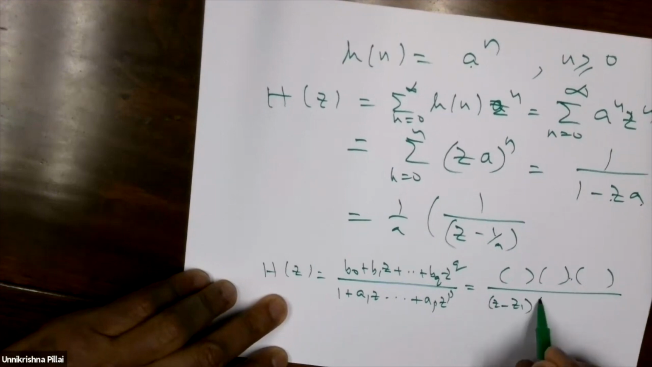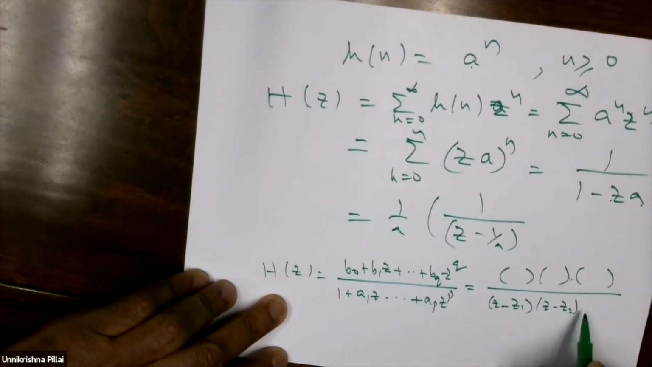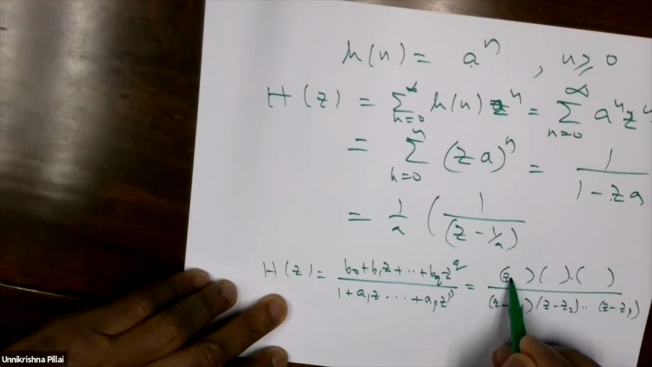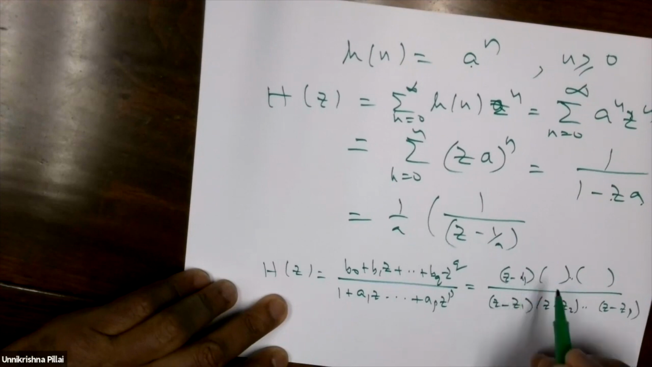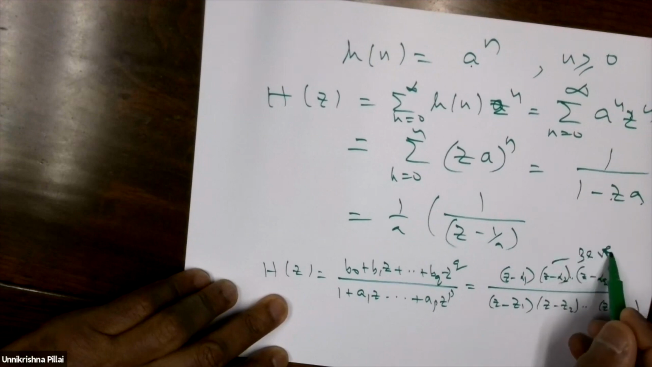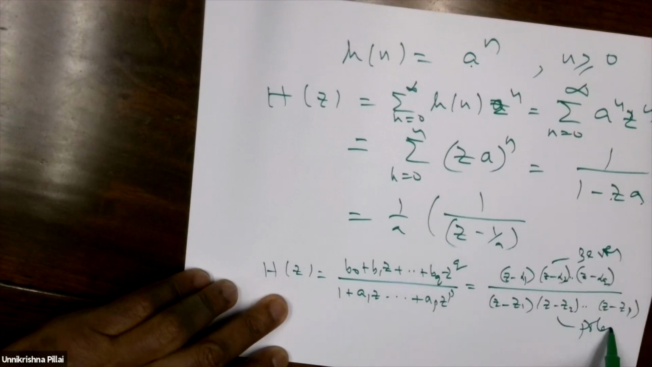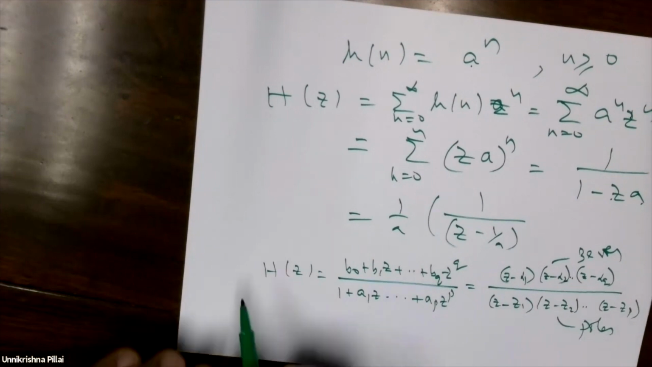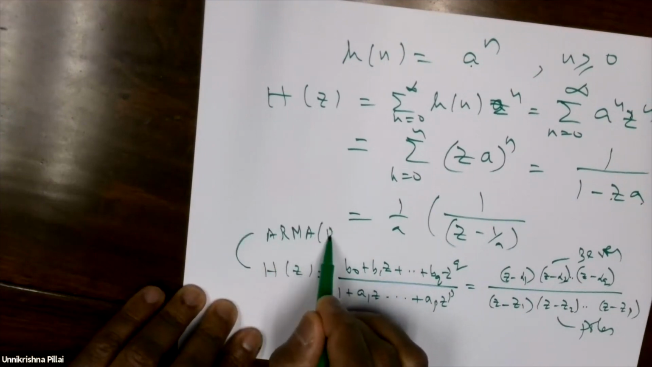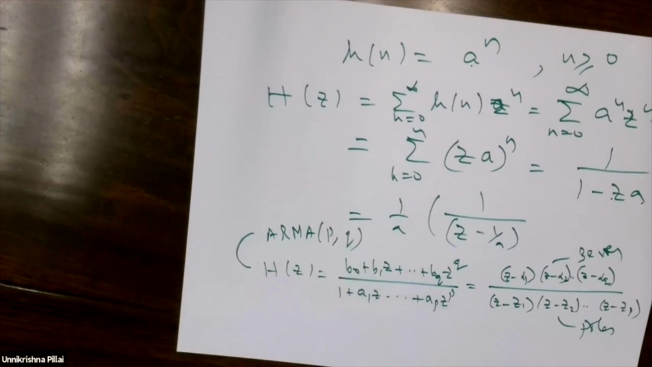z minus z1, z minus z2, etc., z minus zp. And here z minus alpha 1, z minus alpha 2, etc., z minus alpha q. So these are the zeros, these are the poles. So an ARMA(P,Q) system has p poles and q zeros. So those locations will tell you the properties of the system, etc.